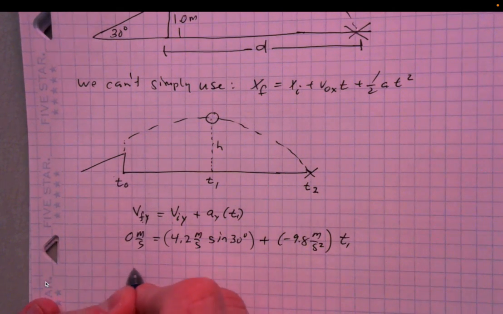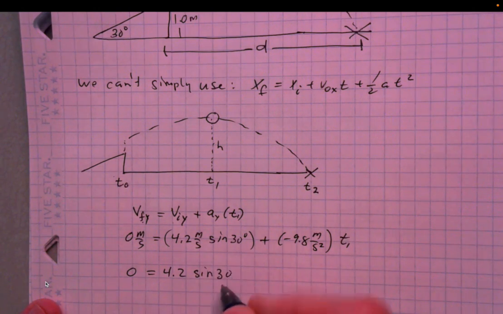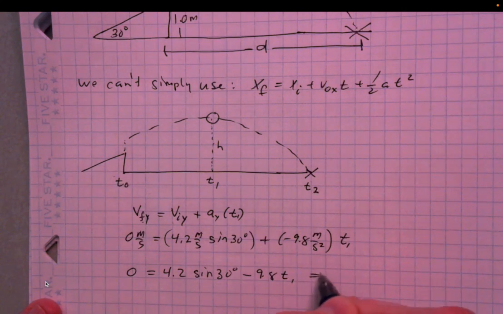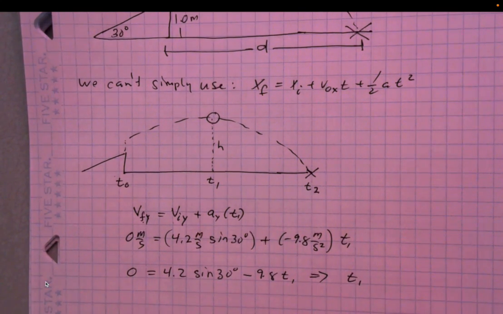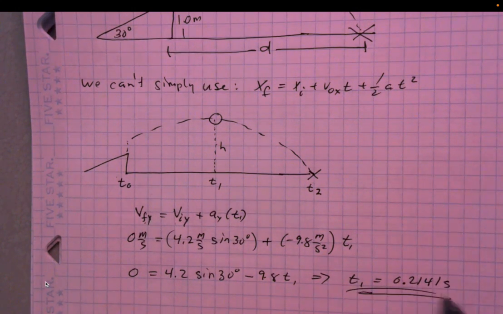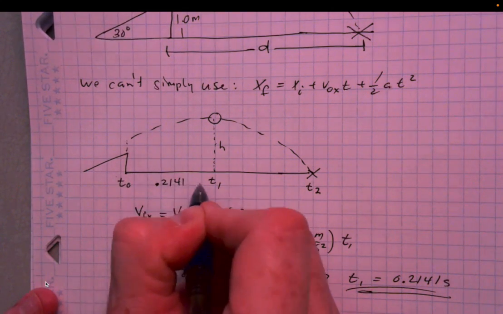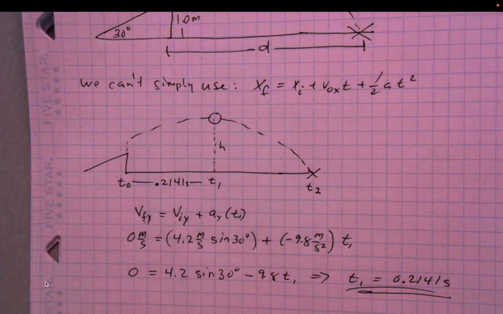Okay, and so basically I'm saying 0 is equal to 4.2 times the sine of 30 degrees minus 9.8 T1. And so if you solve that equation for T1, you'll see that the time from the top of the ramp to the top of the trajectory is equal to 0.2141 seconds. Okay, so it takes 0.2141 seconds to get there.